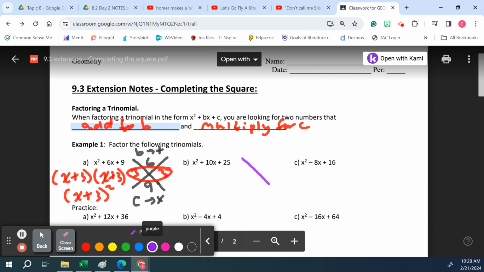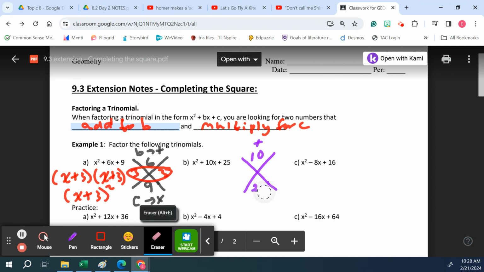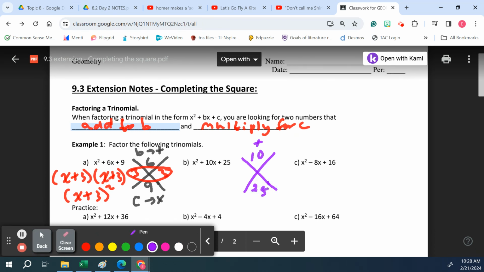Now we're going to do the same thing for b. Again, what's adding up? We're trying to add up to 10, but we're trying to multiply to 25. What two factors of 25 add up to 10? Yep, 5 and 5. So this will be x plus 5 times x plus 5. And we want to rewrite this as x plus 5 quantity squared because we have two of them.